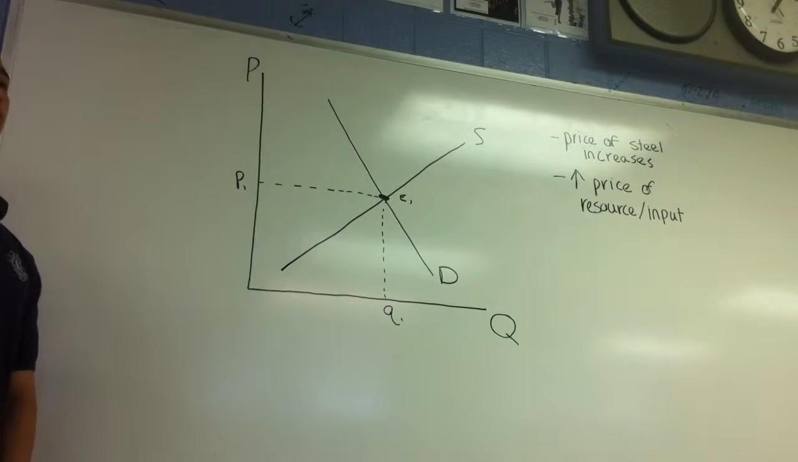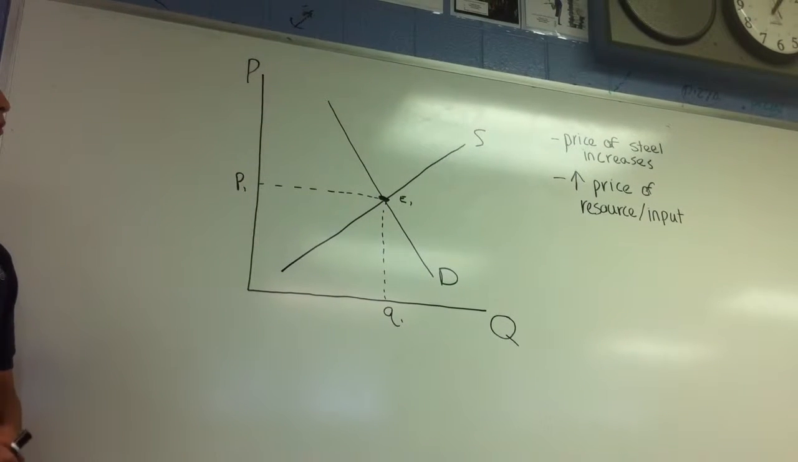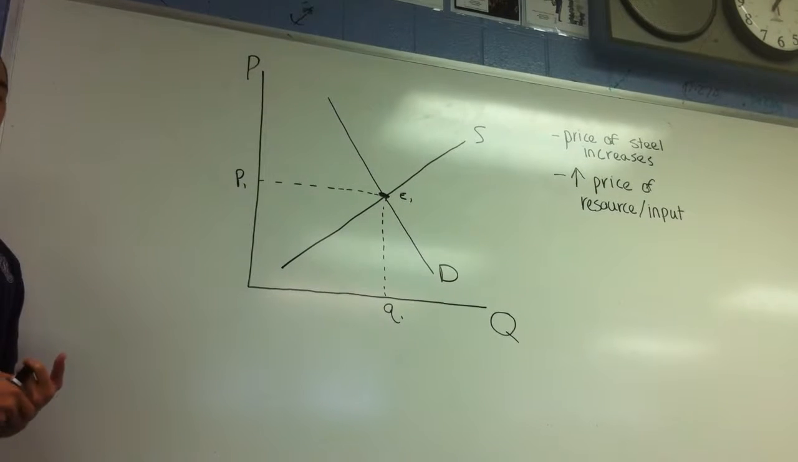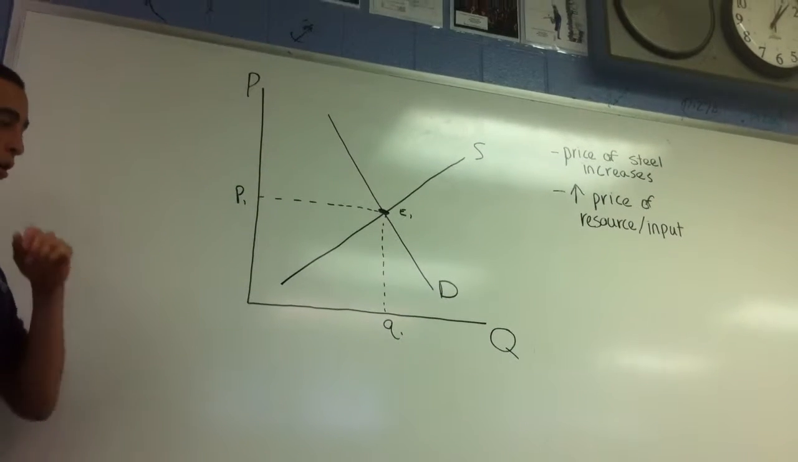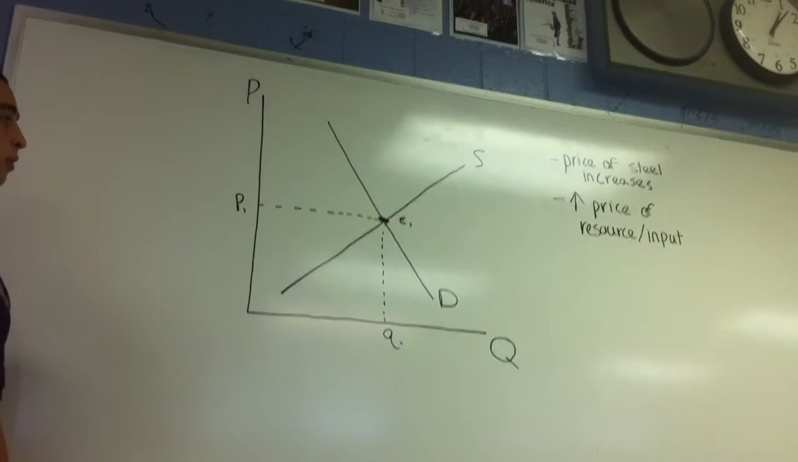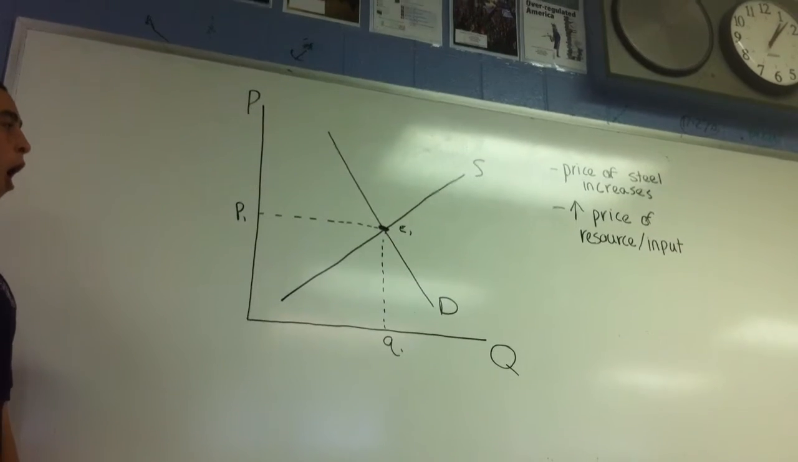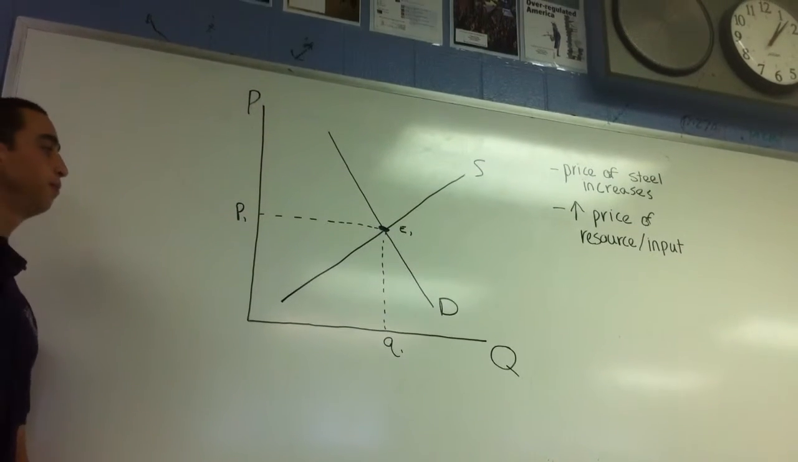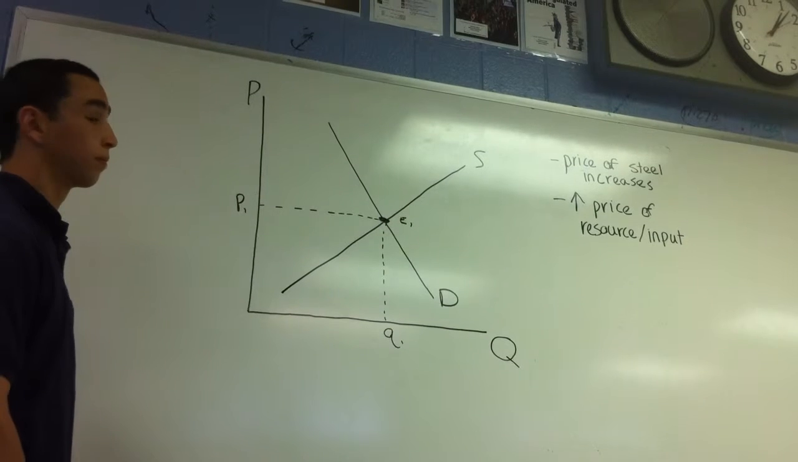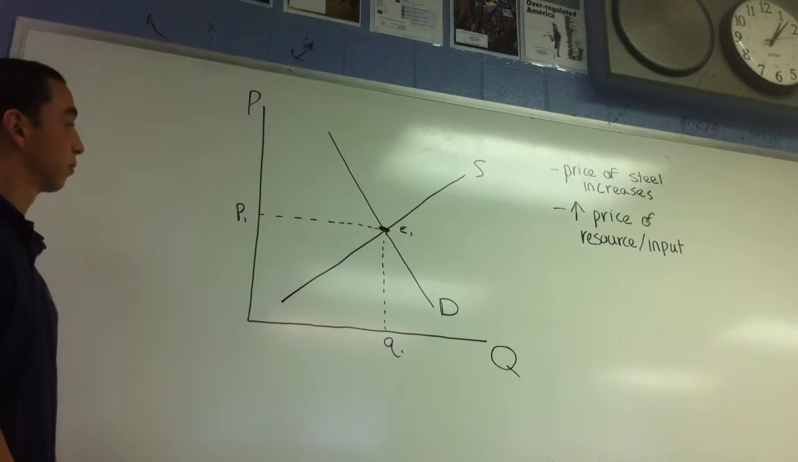So remember, our downward sloping demand curve shows us the inverse relationship between price and quantity demanded. As the price of an item, a good or service or a resource goes up, quantity demanded goes down, right? And vice versa, price goes down, quantity demanded goes up. We call that the law of demand. In a previous lecture, we went into the reasons for the law of demand.